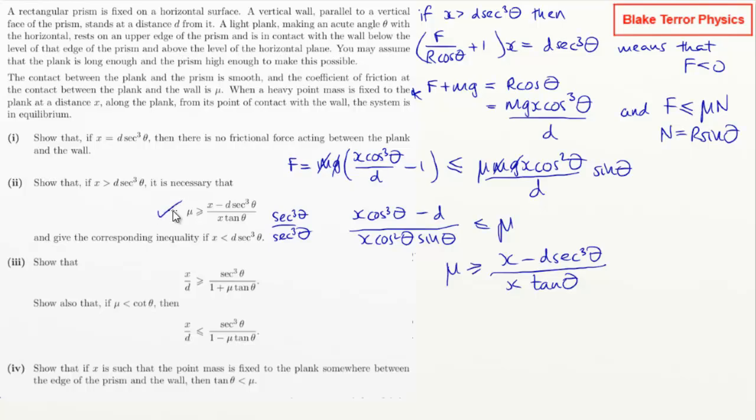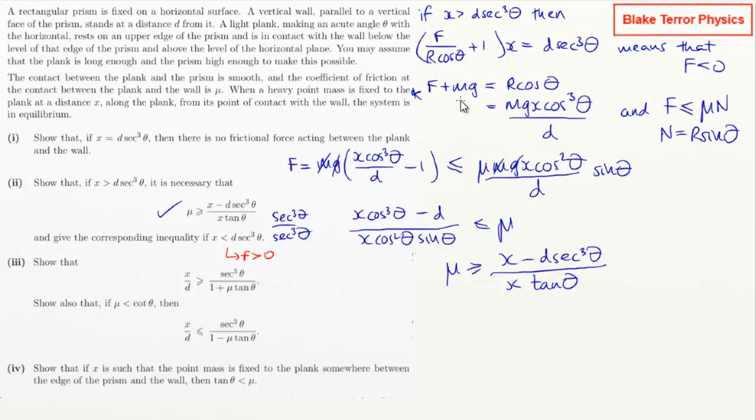Give the corresponding inequality if x is less than d sec cubed theta. Right, so that means we've got a positive f, so f is greater than 0. So I'm going to be going back to the old formula, aren't I? It's going to be the other way round. I'm going to have a minus sign in here, so that would be going the other way. How is that going to change things? It's going to change this thing around, isn't it?